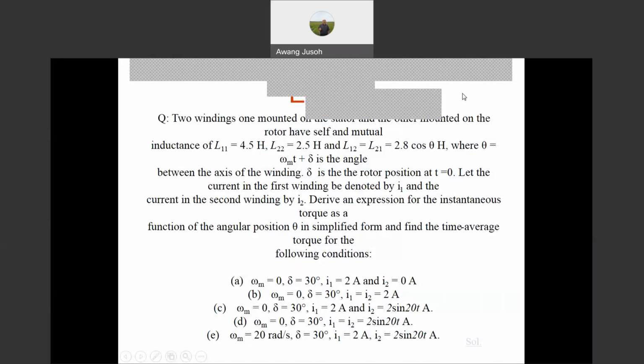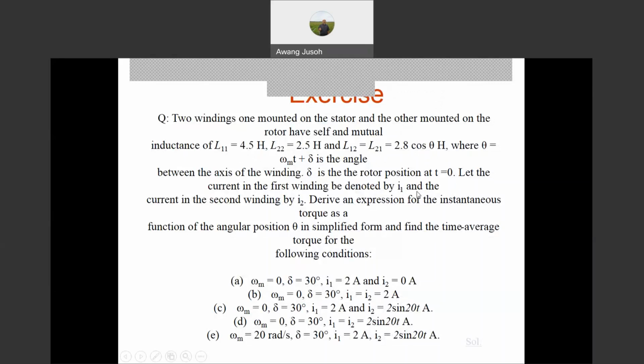The exercise of the doubly excited system. So we have a question there. Two windings, one mounted on the stator and the other mounted on the rotor, have self and mutual inductances of L11, L22, and L12 and L21 equal to 2.8 cosine theta, right? Where theta equals omega t plus delta.